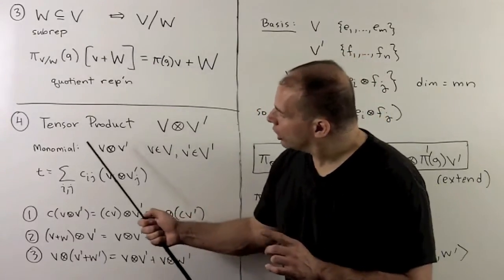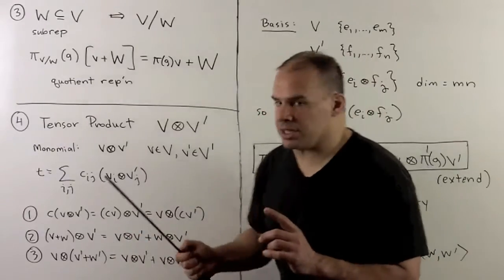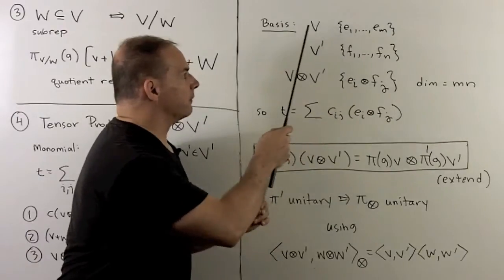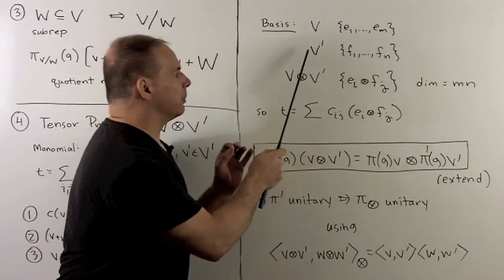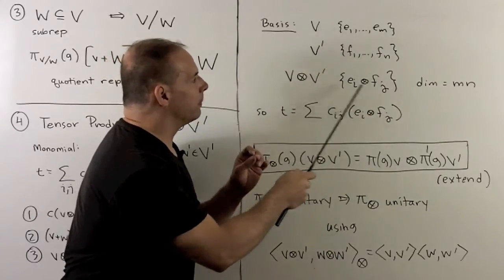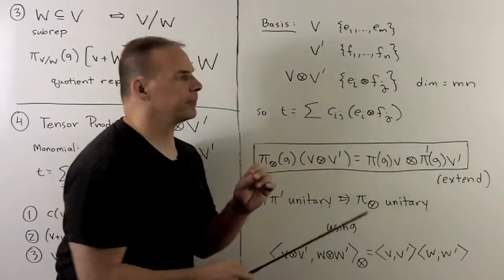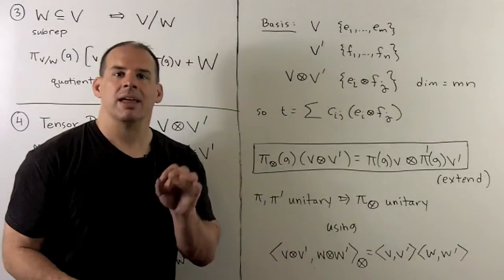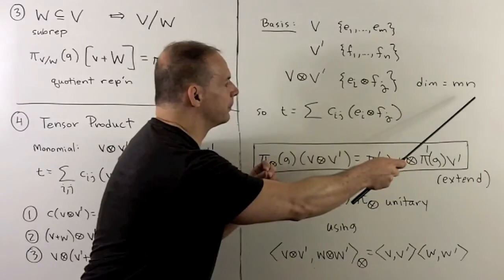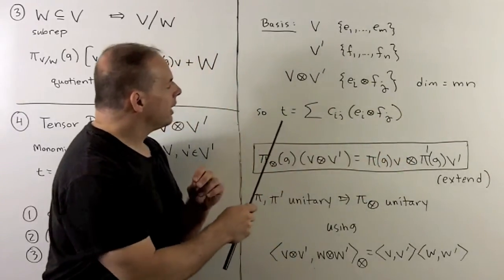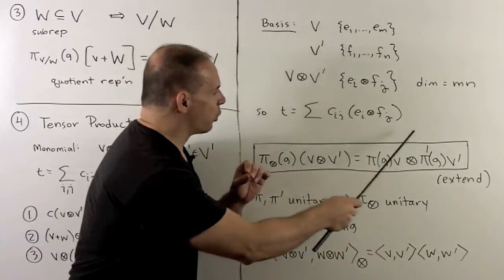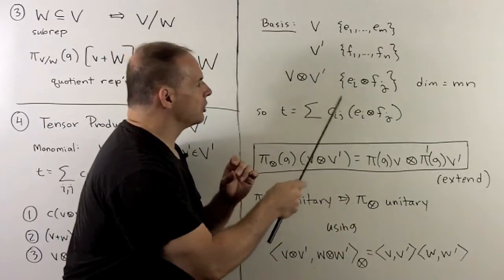Now, if we choose bases, say I choose a basis e_1 through e_m for V and f_1 through f_n for V prime, then I'll have a basis for the tensor product by taking each monomial e_i tensor f_j. So if we do the counting, that means the dimension of the tensor product is going to be the product of the dimensions. Also, every element of the tensor product we can write as a linear combination of these elements.